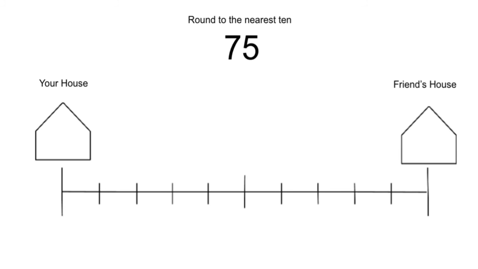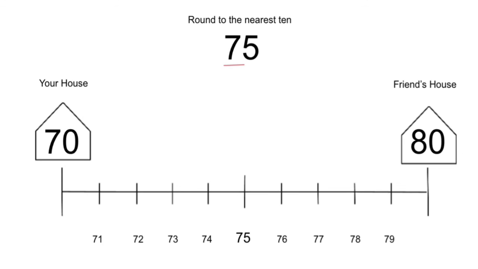What if you have a 5 in the ones place of your given number? Well, since the 7 is in the tens place, your house is 70. Your friend's house is going to be 80 because 80 is 10 more than 70. You can look at the number line and count over.